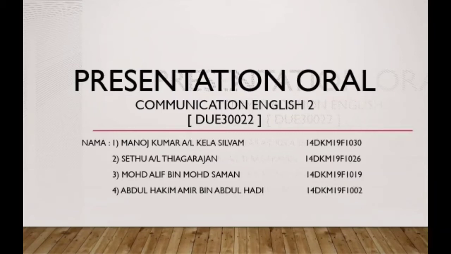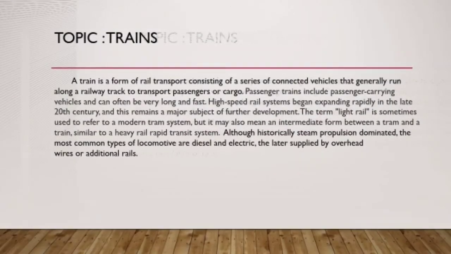So before I present about light rails, I would like to present about trains. A train is a form of rail transport consisting of a series of connected vehicles that run on railway track. Trains are usually used to transport cargoes and passengers. Trains are usually powered by steam propulsion and also diesels.